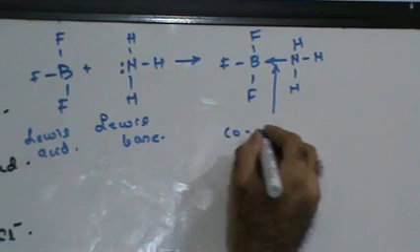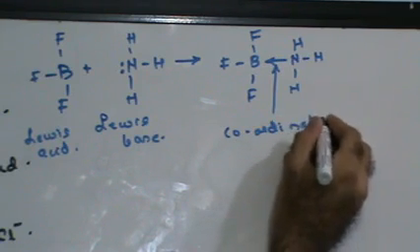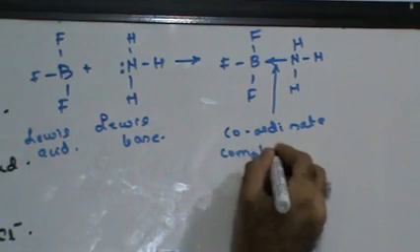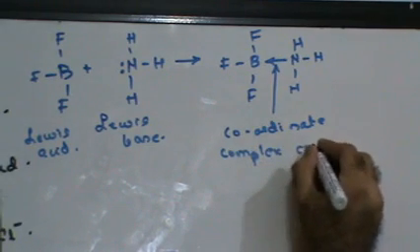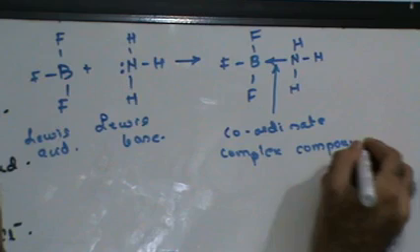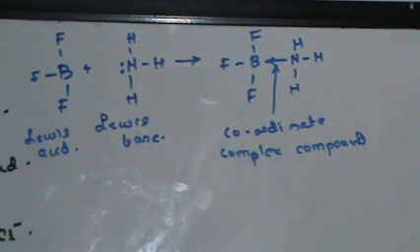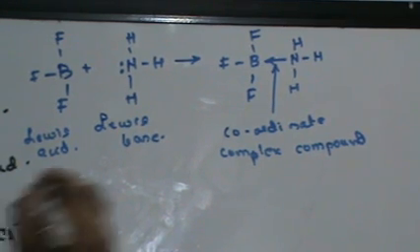This is the coordinate complex compound. That's the coordinate bond that I've shown you, right? So here acid and base combine to form a coordinate complex compound. Here you will have Lewis acid reacting with Lewis base to give you a coordinate complex, right? Let's see a couple more examples like this.